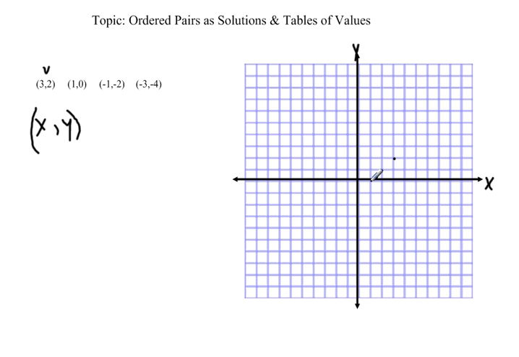1, 0, you would go over 1 and then not go up or down at all because you have a 0 there for your y. Negative 1, negative 2. We go negative 1 and then down 2. And then negative 3, negative 4 would give you a dot right down here. Right? So you're going to be doing the same thing that you've done in the past, but now what you're going to notice is everything's going to go in a line fashion.